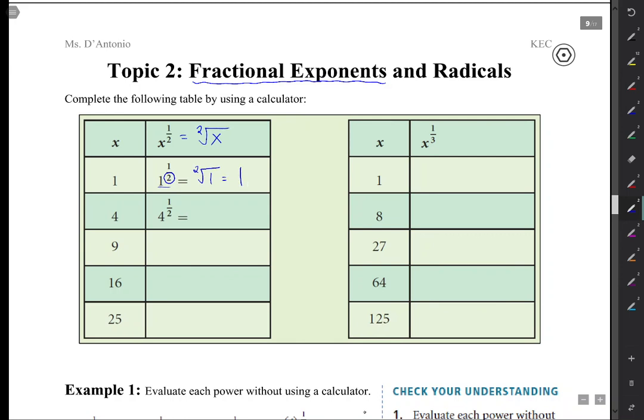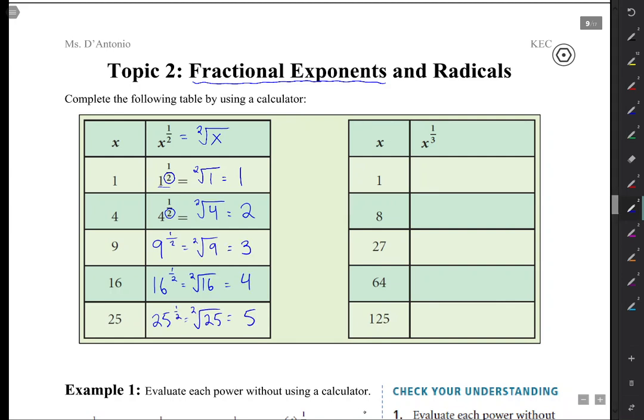If we're looking at this next one here, again, we're going to have 2 as the index of our radical. So I'm going to put a 2 here, square root sign, and then that 4 goes underneath the radical. So we have the square root of 4, which is equal to 2. And again, we're going to do this with the 9 and so on. So I'm going to fill out this chart here, then we'll come back.